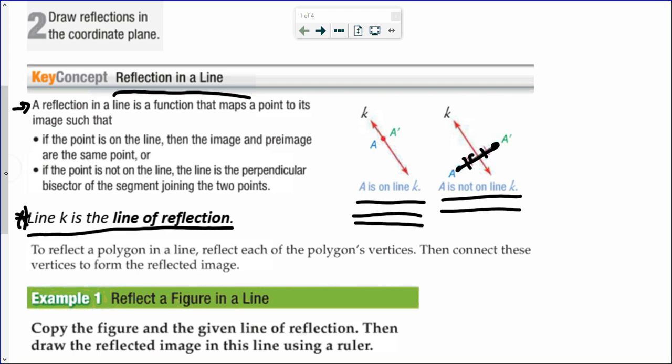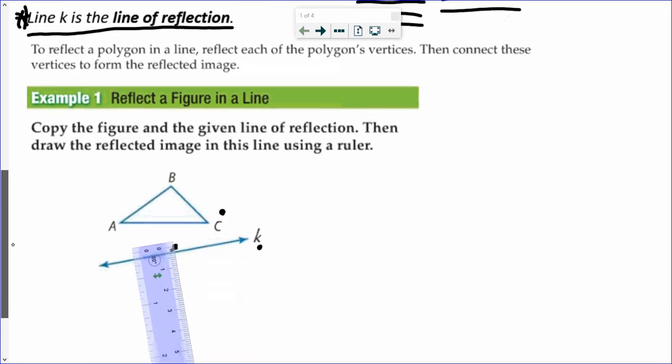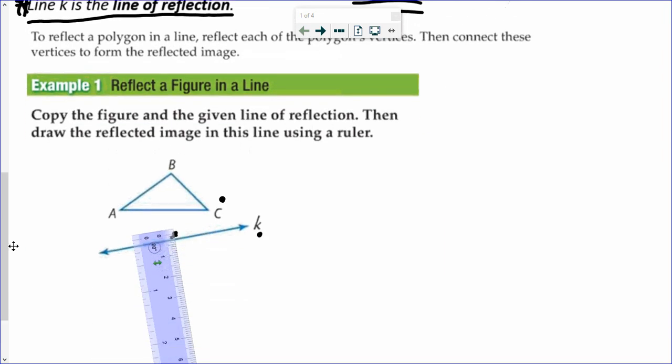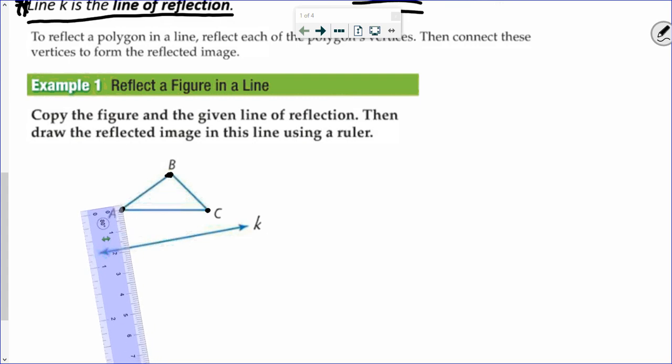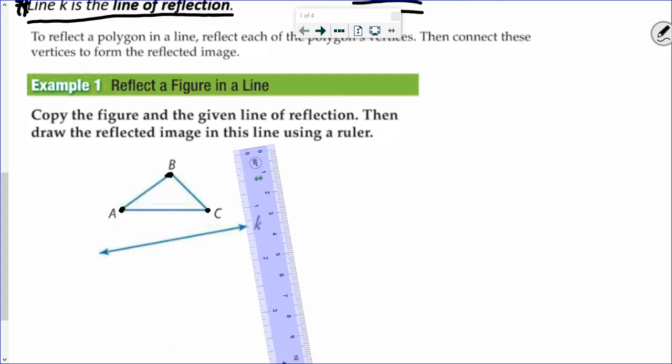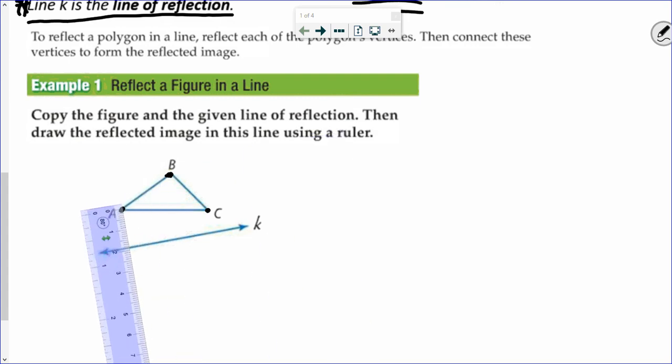So let's scroll here a little bit and let's reflect a polygon in a line. We're just going to reflect each vertex. We're going to reflect each vertex, A, B, and C, across the line. So we're going to reflect the point A, we're going to reflect the point B, and again point C. So in order to do this, you'll need a ruler or a straight edge. A ruler's most useful because you can get a measurement with it as well.